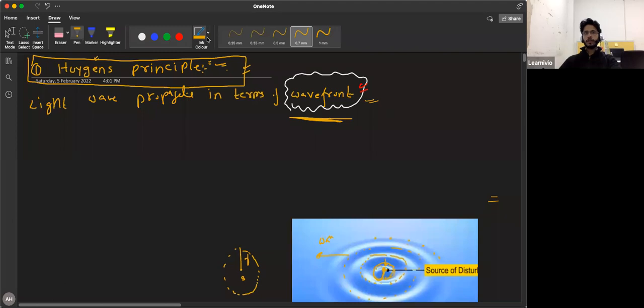So wavefronts are the locus of points which are vibrating in the same phase. Just note it down. So when we do Huygens principle, we say that light waves propagate in the form of wavefronts. If you take a source of light in a dark room, then you can say that the source of light will generate the first wavefront. That wavefront will generate another wavefront, and so on. This is how light waves propagate.